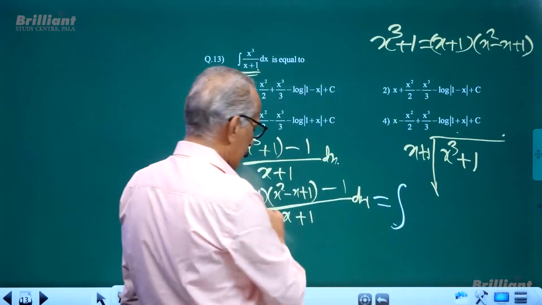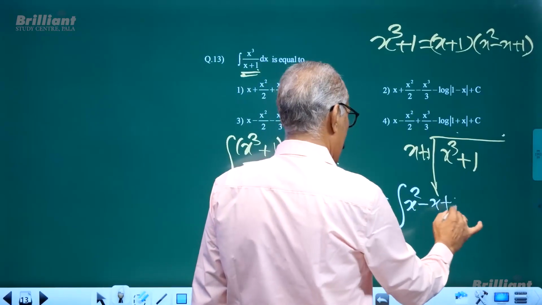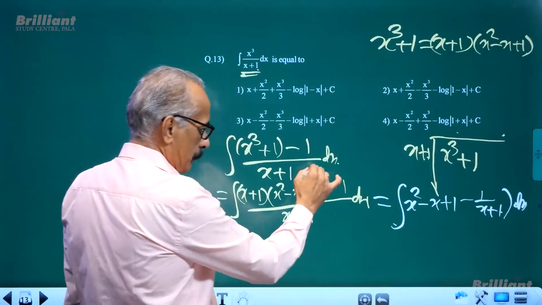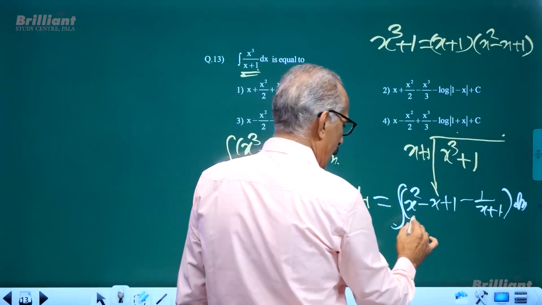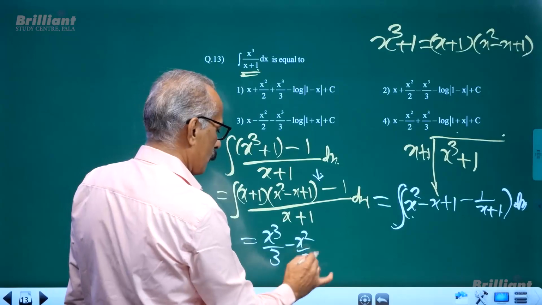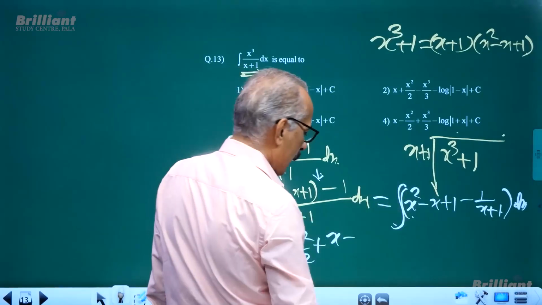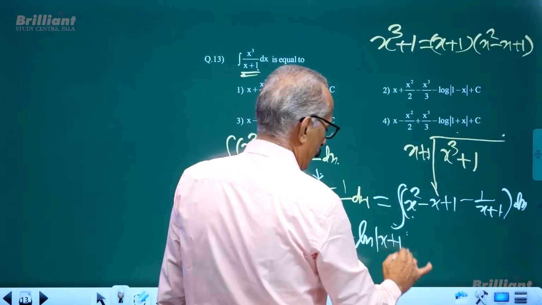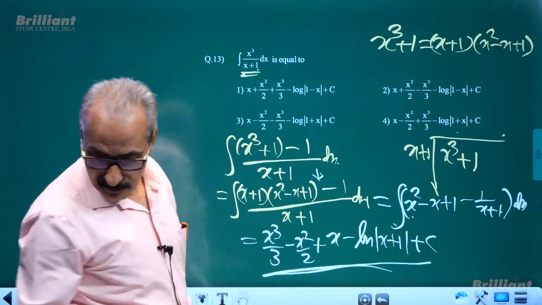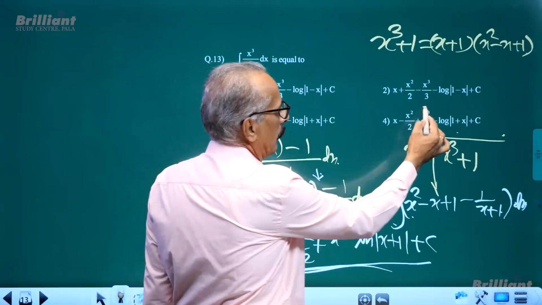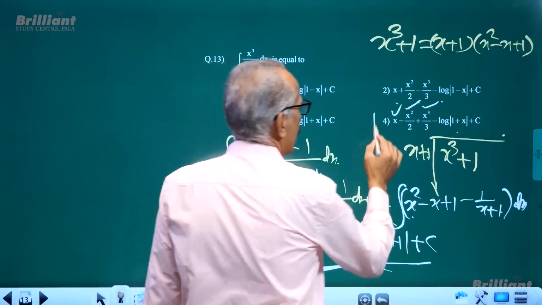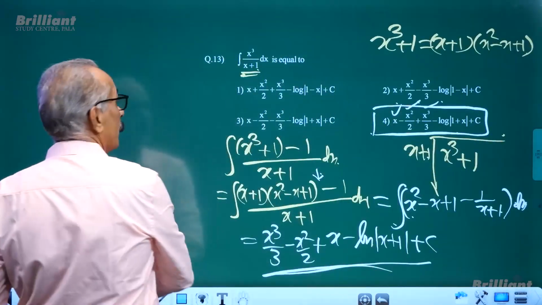This is equal to integral, this is cancelled. So x square minus x plus 1, minus 1 by x plus 1. How do we split this? Splitting this way, the integral will be equal to your answer. You can easily say x cube by 3 minus x square by 2 plus integral of 1 dx, minus integral of 1 by first degree, logarithm of x plus 1, plus c. So x cube by 3, minus x square by 2, plus x, minus log of 1 plus x. Your answer, that is the 4th one. Correct. On to the next.